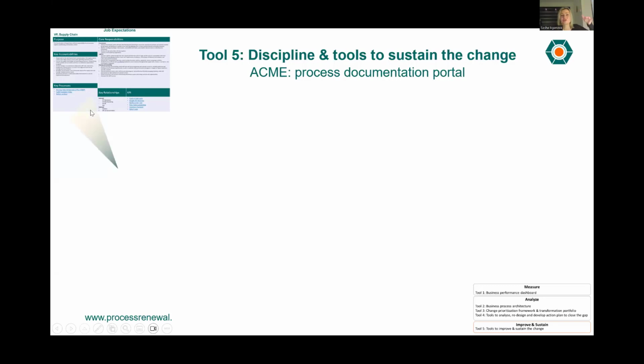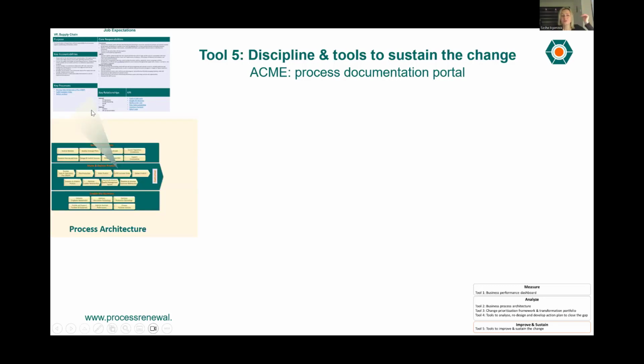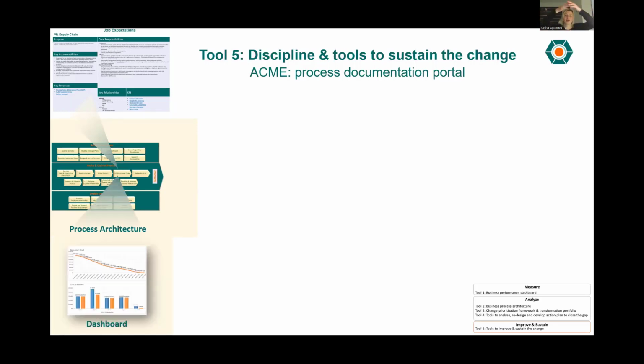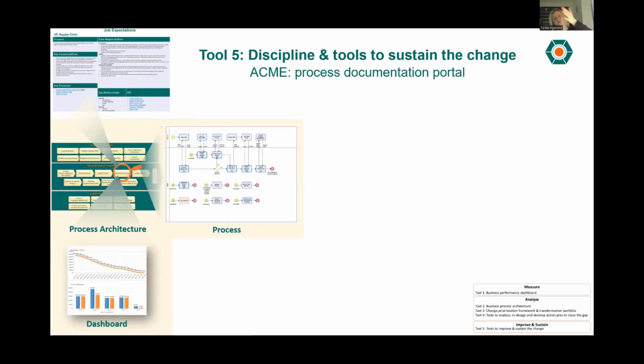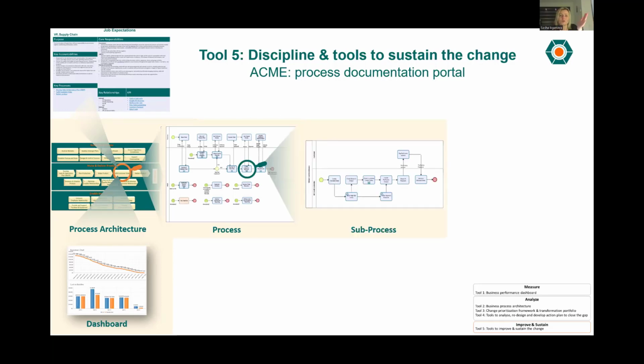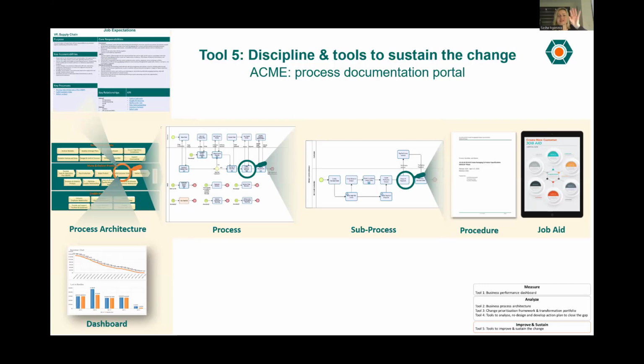But going back to the portal, if you have those job expectations on top, you can open those processes and navigate back into the process architecture, knowing where you fit in that end-to-end process. You can also go back and see how each of these processes is measured through the dashboard. And if you want to go further and get to the procedure of how you do your work or how you will be doing your work, then of course you go through the levels, from process architecture to the process to the sub-process, and then to the procedure and the job aid. So just make sure it is all in one place and it's easy to get there.